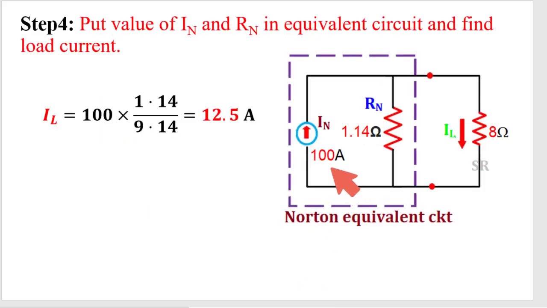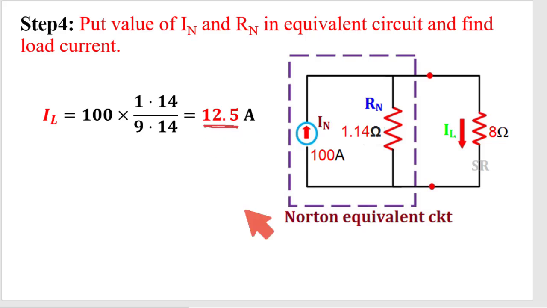Putting these two values, In is 100 ampere and Rn is 1.14 ohm, in the equivalent circuit, this load current IL will be the opposite resistance 1.14 divided by the summation of these two resistances, 8 plus 1.14, multiplied by the main current 100. Ultimately IL is 12.5 ampere.